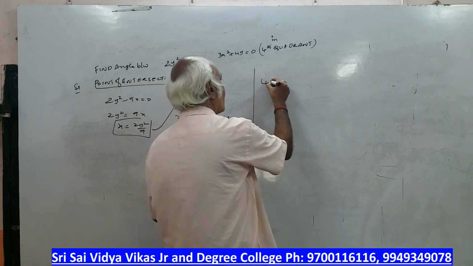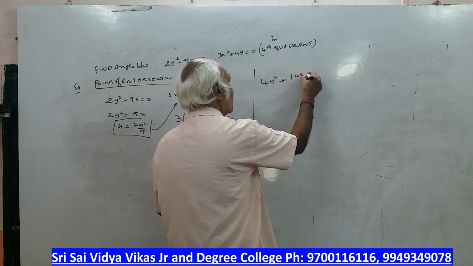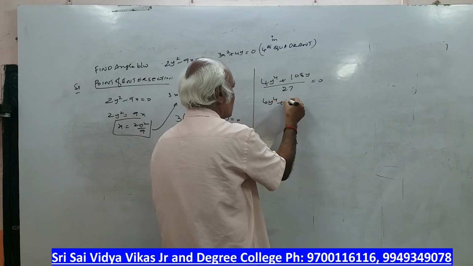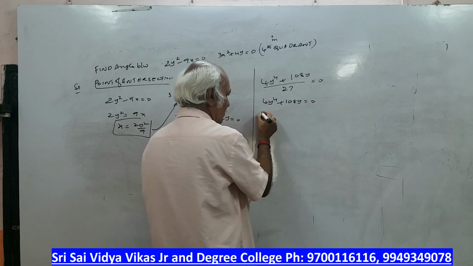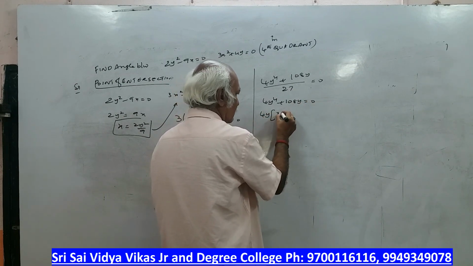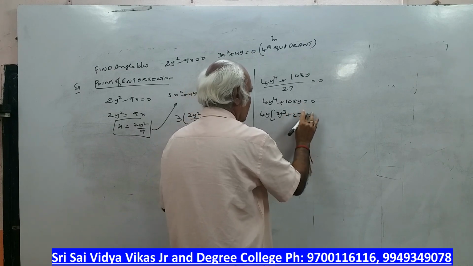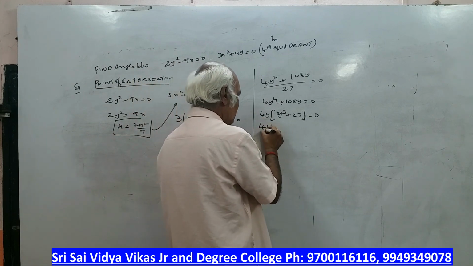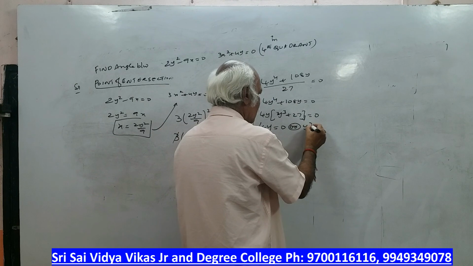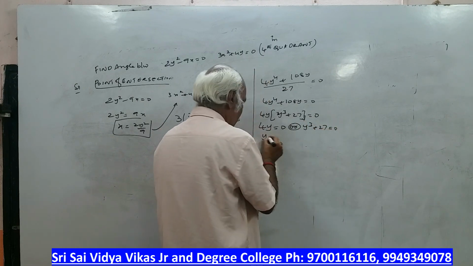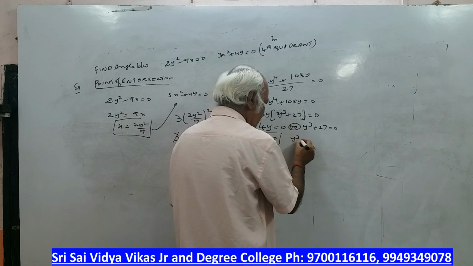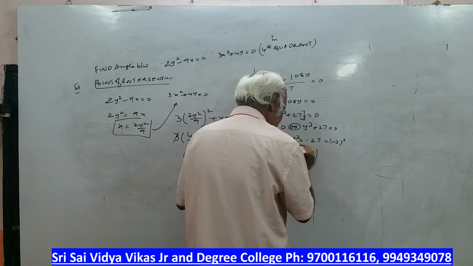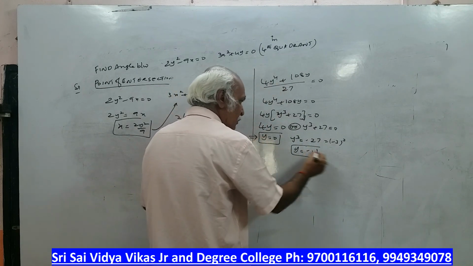So, taking the LCM, 4 y power 4 plus 108y by 27 is equal to 0. Okay, so 4y common, y cube plus 27 is equal to 0. So what I have done, I have taken 4y common, y cube plus 27 equal to 0. What is the y value? 0, or y cube is equal to minus 27, which is minus 3 whole cube. So what is the y value? Minus 3, right? So we got these y values.